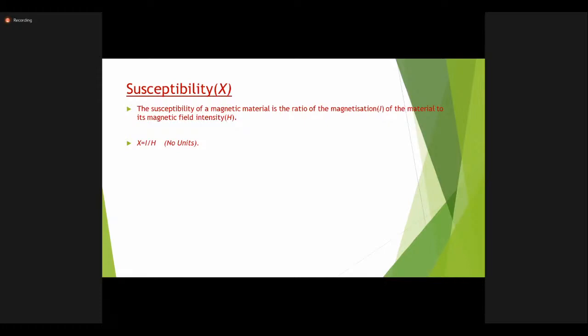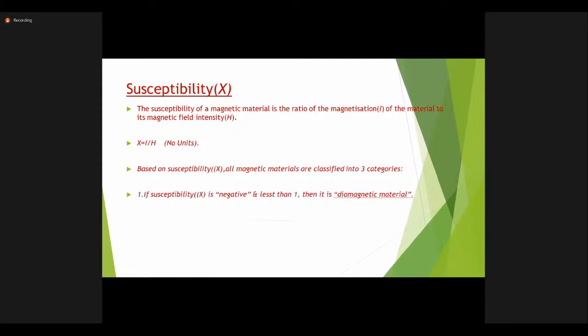If it is a dimensionless quantity and is just the ratio of magnetization and magnetic field intensity, then what is the importance of it? The importance of susceptibility is that only based on the value of susceptibility, you categorize magnetic materials into 3 categories. They are diamagnetic materials, paramagnetic materials, and ferromagnetic materials.